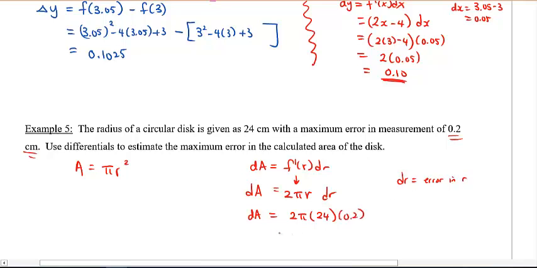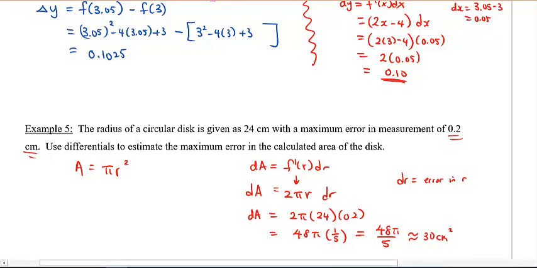So if you did this calculation now, 2 times 24, that's 48. 48 pi, 0.2 is the fraction 1/5, so how about 48 pi over 5? And if I were to do this calculation in my head, that's approximately 30 centimeters squared. So a 0.2 centimeter difference at the point where the radius is 24 could give me an error of approximately 30 centimeters squared in my calculation for its area.